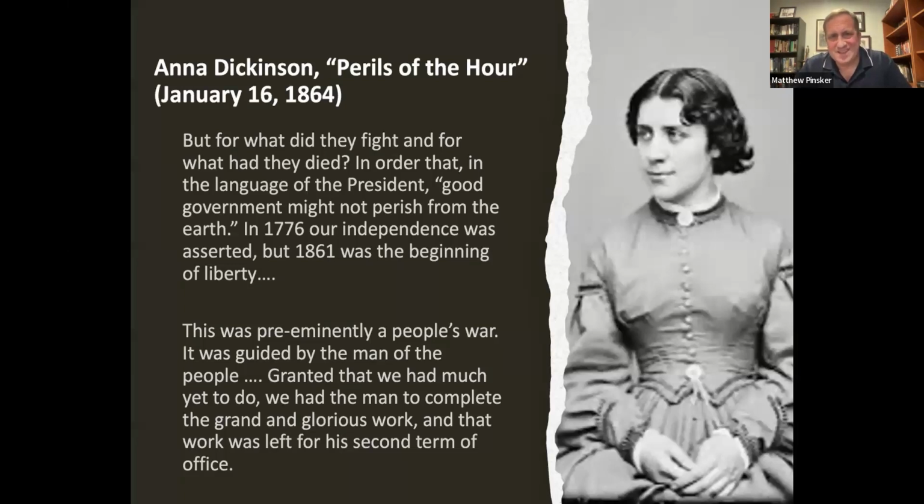But Anna Dickinson ends differently than Douglas did. She ends by endorsing Lincoln. The very end of her speech, she says, this was preeminently a people's war. It was guided by the man of the people. Granted that we have much yet to do, she said, we have the man to complete the grand and glorious work, and that work was left for his second term of office. According to Lincoln's aides, there was a burst of tremendous applause after this, and he seemed relieved that she had endorsed him.